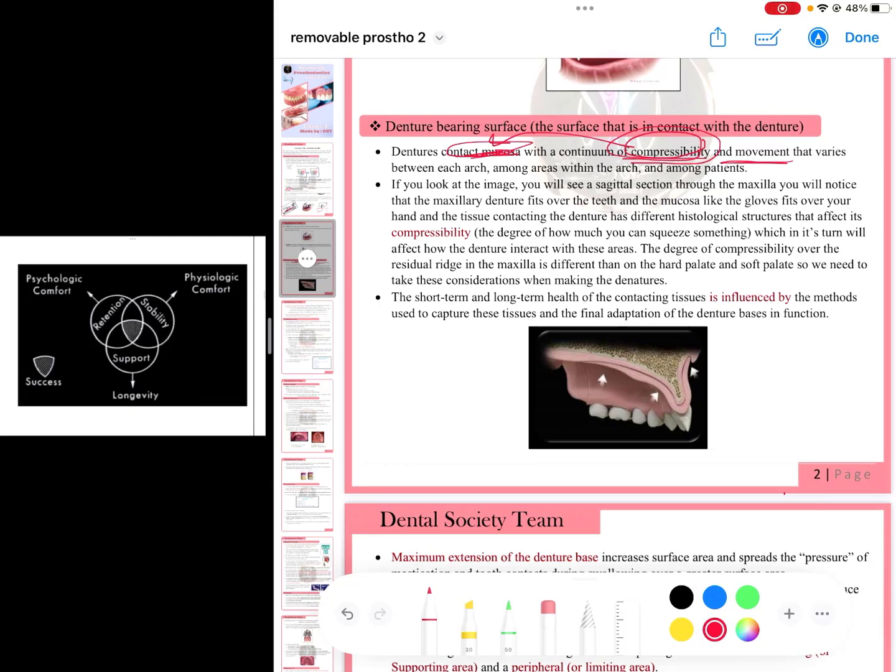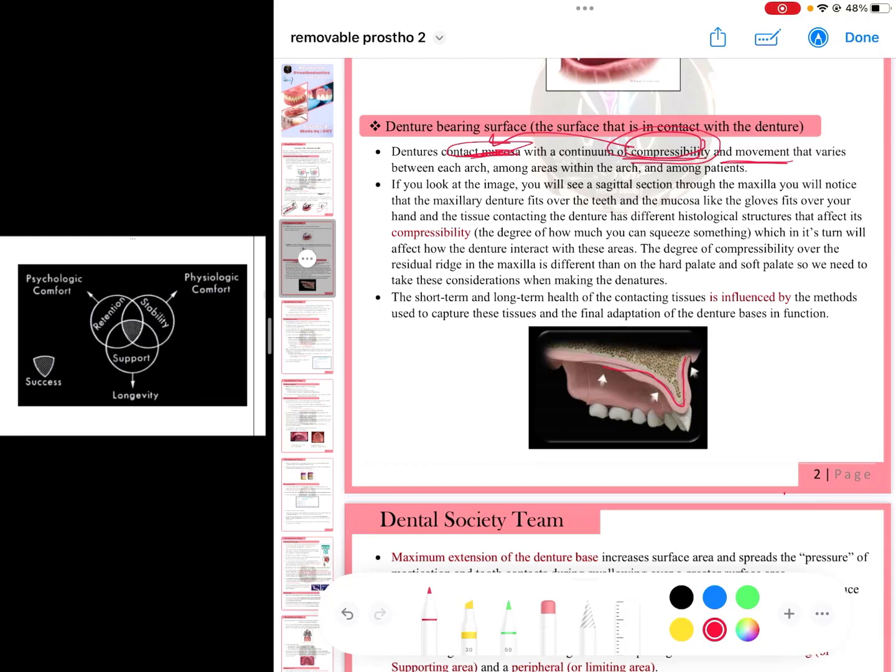It's a sagittal section. You know we have coronal, sagittal, etcetera. This is a sagittal section, and we are looking at the maxilla. You can see that the denture is fitting over the maxilla like a glove on your hands. Okay, it's fitting on it. It's making contact.